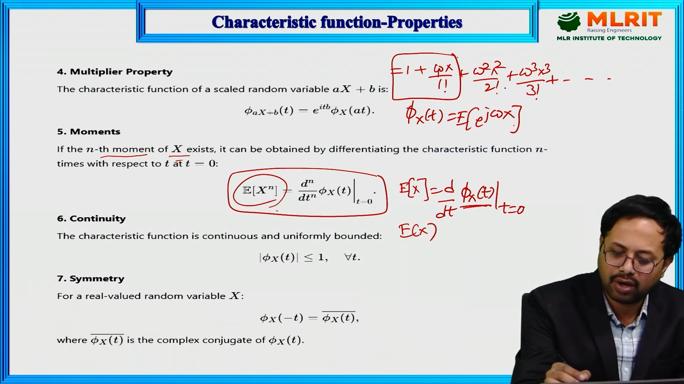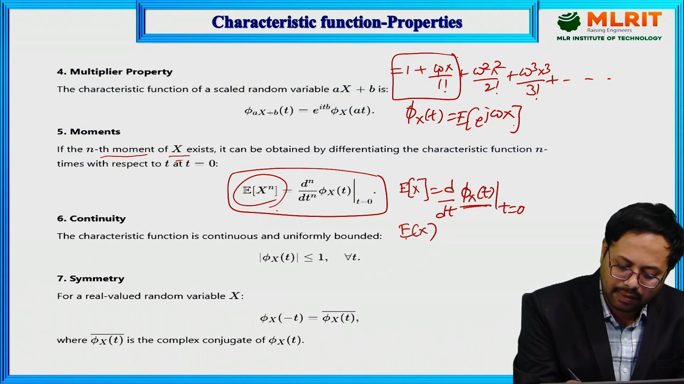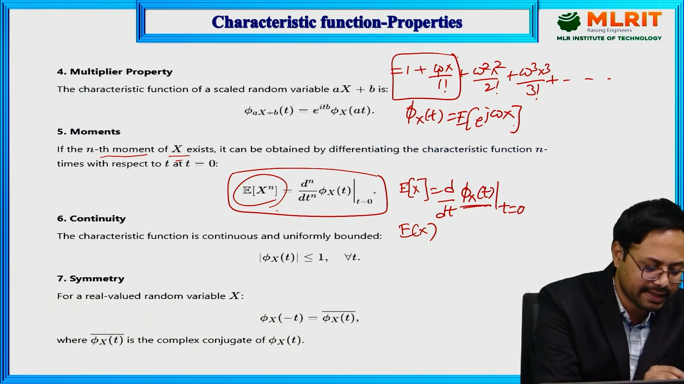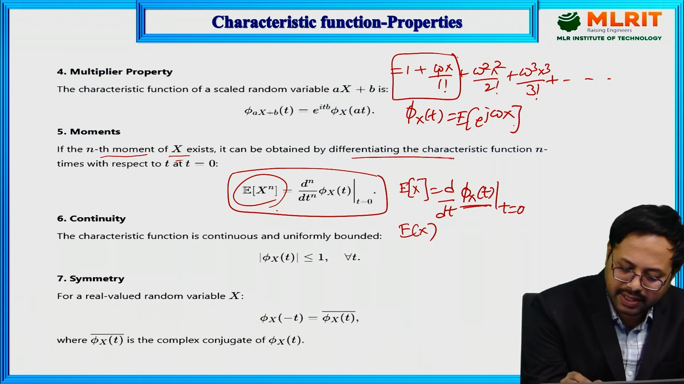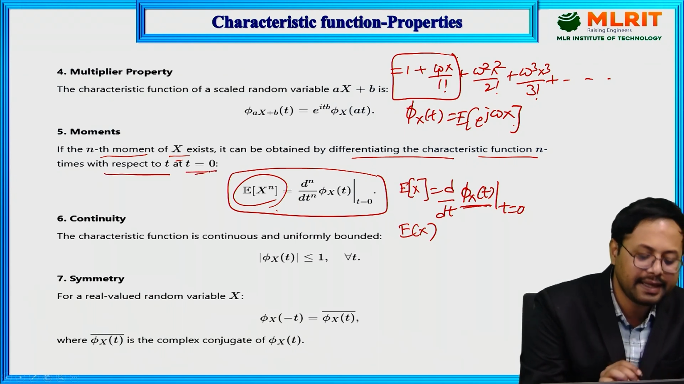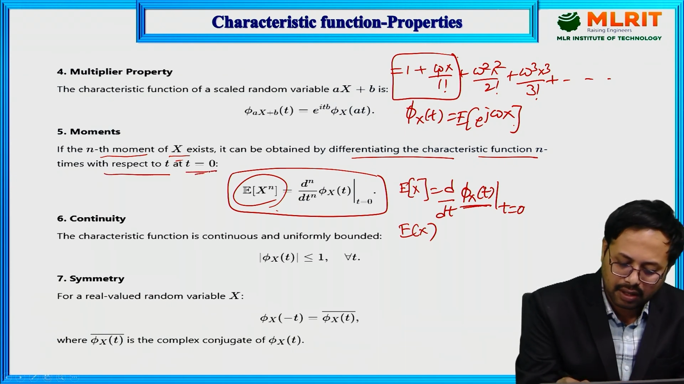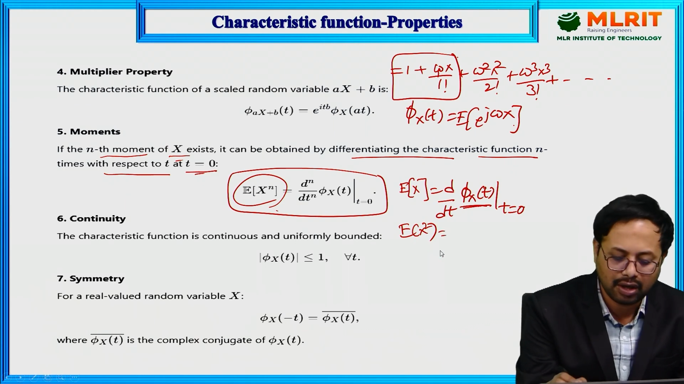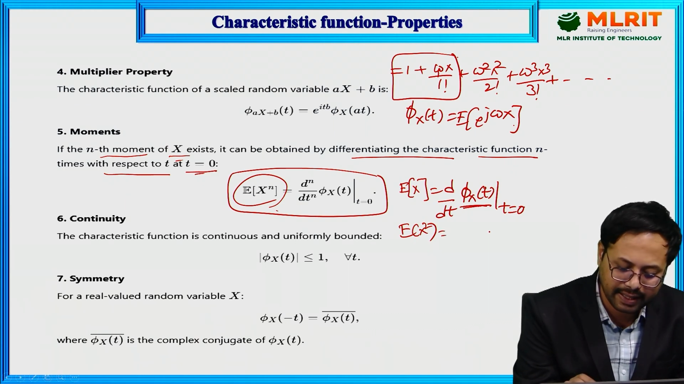Similarly, for the second order moment, the coefficient is called the mean square value. That is the same definition: the moment is obtained by differentiating the characteristic function n times with respect to t at t equal to 0. To get the second order moment, n equal to 2, you do double differentiation of the characteristic function and set t equal to 0.